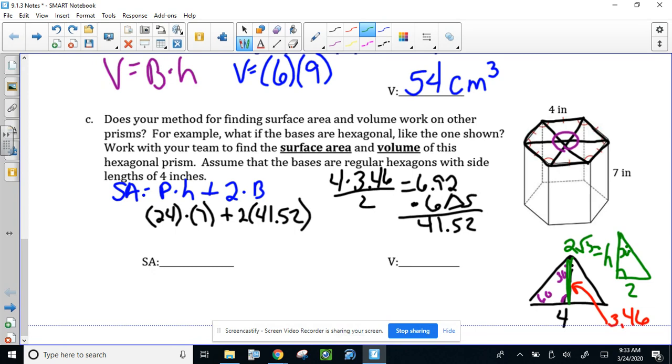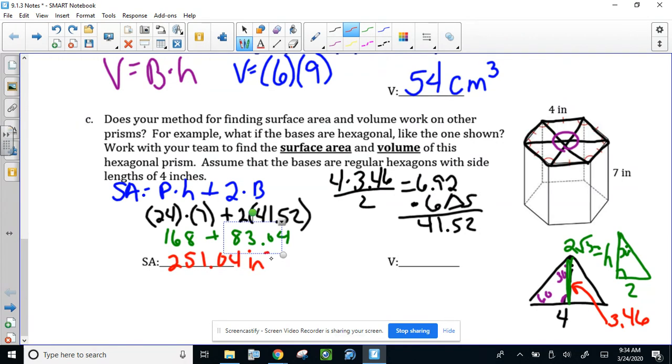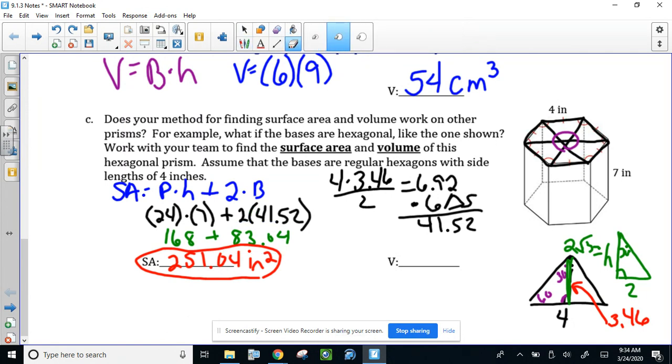We've got our 24 times 7, which gives us our 168, and our 2 times our 41.52 is our 83.04. And so then to put it all together, our surface area is going to be 251.04 inches squared. And that gives us our surface area. So that was the hard part. Now it's just a matter of calculating our volume.